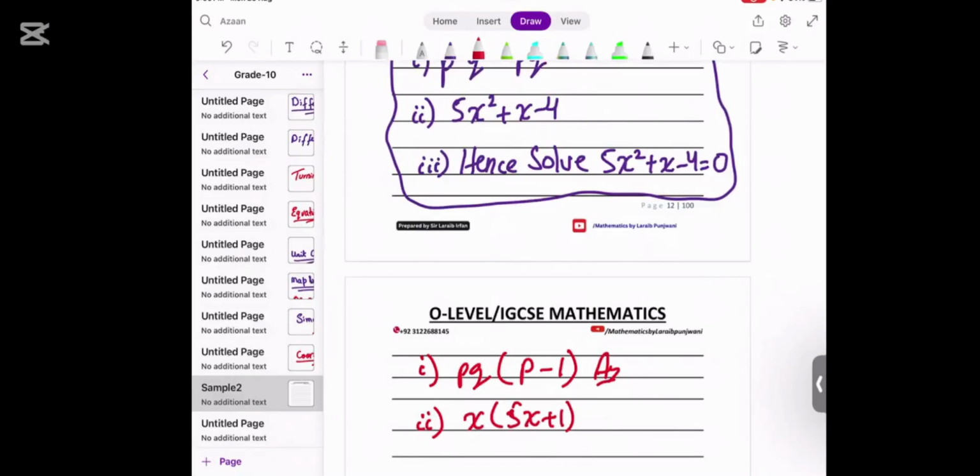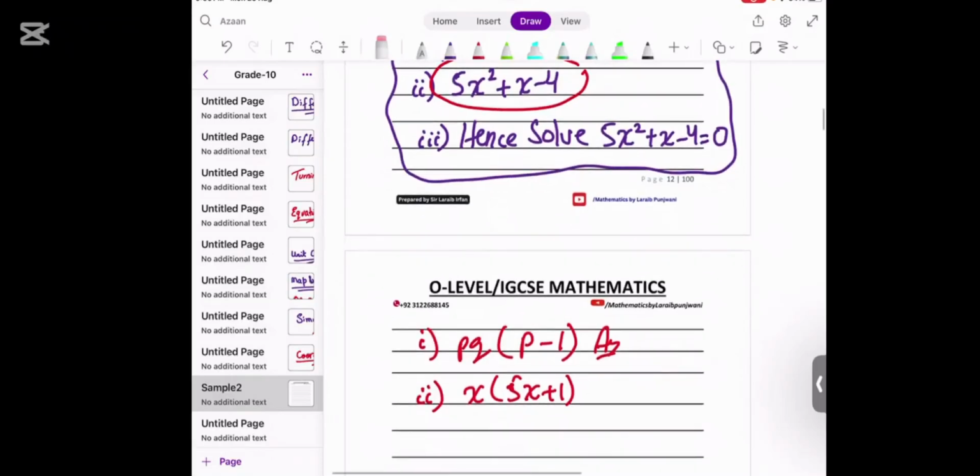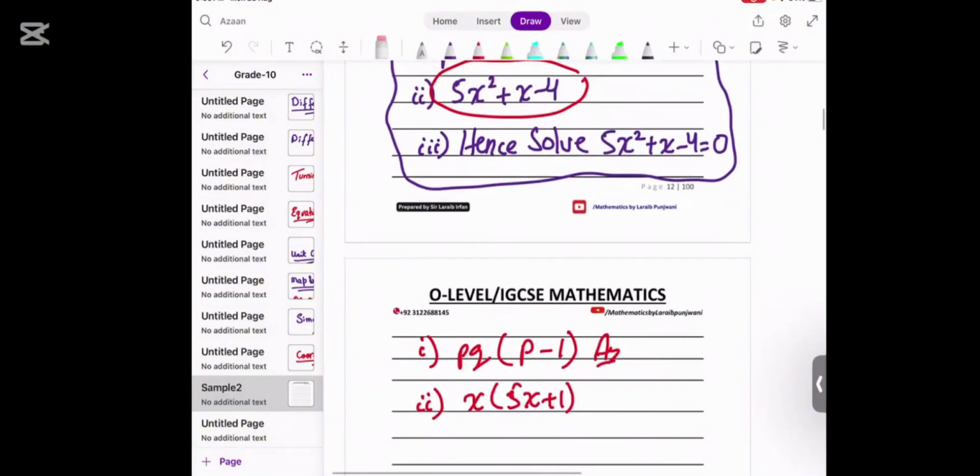No. You have to apply middle-term break in this. What are you doing? You have to apply middle-term break. What happened to the -4? Apply middle-term break. Oh, okay, I didn't see the -4. Okay, wait, let me read it.